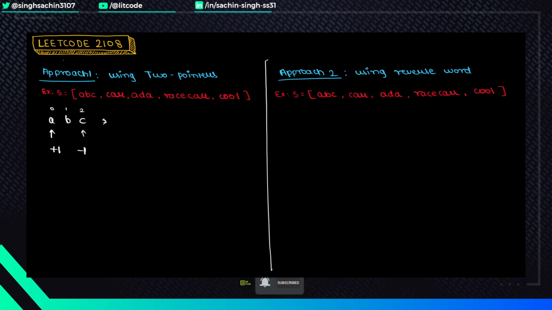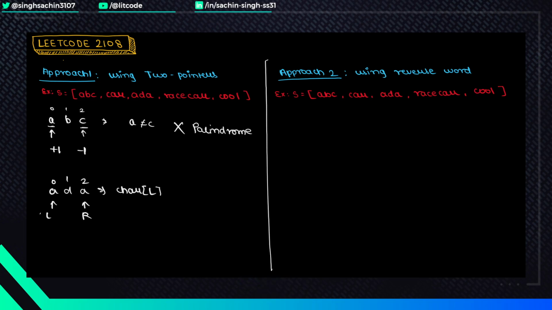At each step, we will check if the characters the pointers are pointing to are the same or not. For example, in this case, A is not equal to C, so this is not a palindrome. But if you take ADA, you start with indices 0, 1, 2, left let's say L and R. The character at L is equal to the character at R. If it is equal, we keep on checking, incrementing the left pointer and decrementing the right pointer, so both end up on the same character. Of course, that will be the same, and this condition will still hold true.